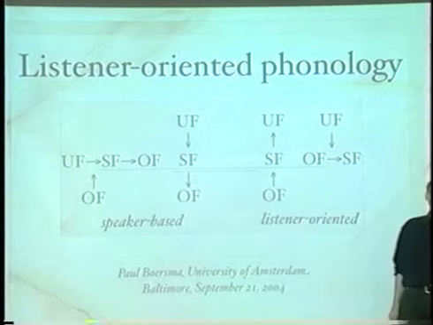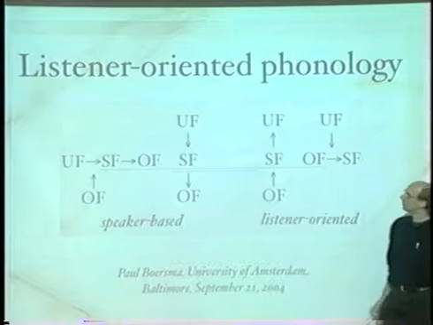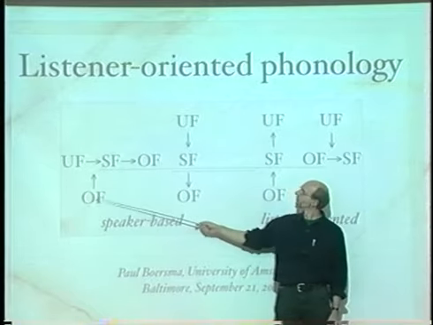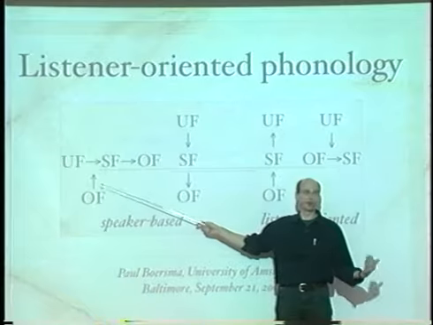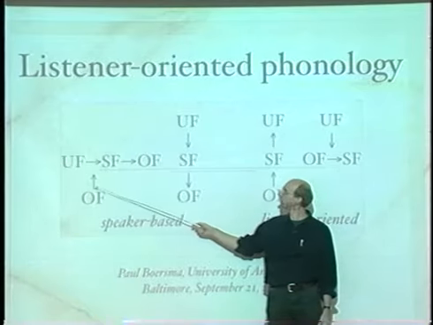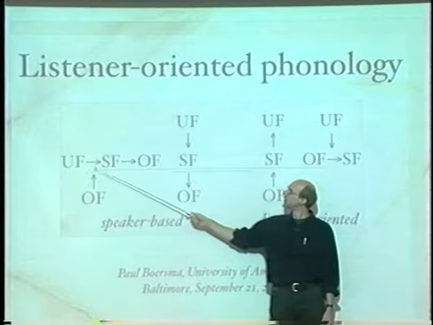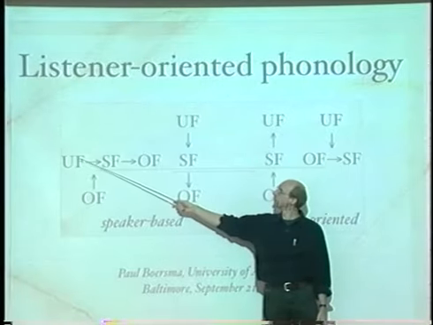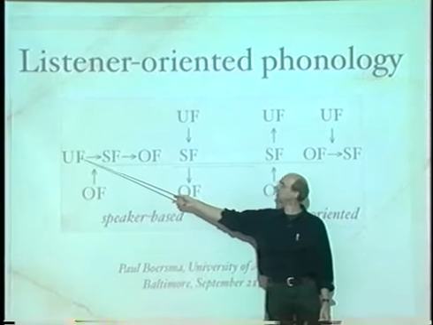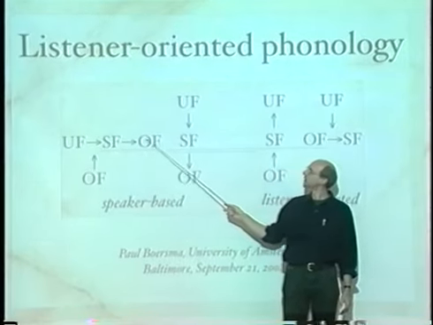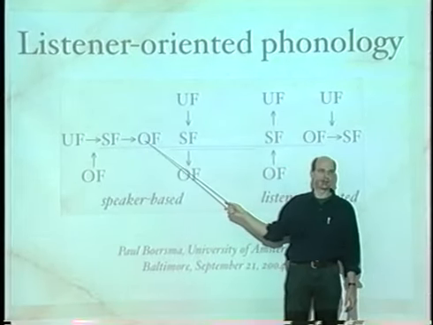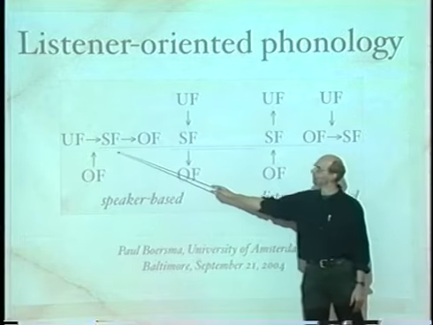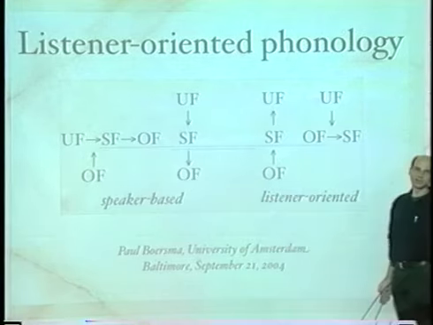Now the task of the listener in such a speaker-based model would be to undo that mapping. So given an overt form, an auditory representation, the listener would have to choose from among multiple candidates an underlying form that gives rise in the speaker's grammar to that same overt form. Right? So that's the task of the listener, and that model is rather intricate.